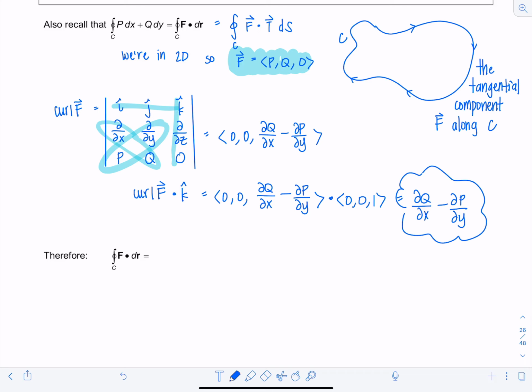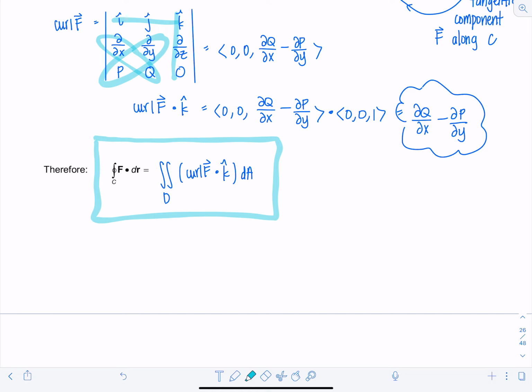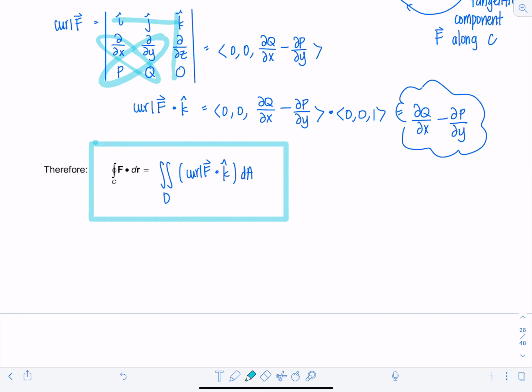Therefore, the work on any closed curve, F dot dr, by Green's theorem was equal to the double integral over D of del Q del X minus del P del Y dA, which I could write as the double integral over D of the curl of F dotted with K hat dA. Okay, very good. So that's just an alternate way of expressing Green's theorem involving curl.